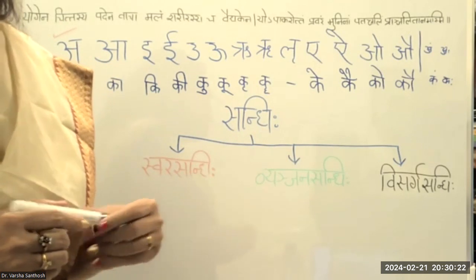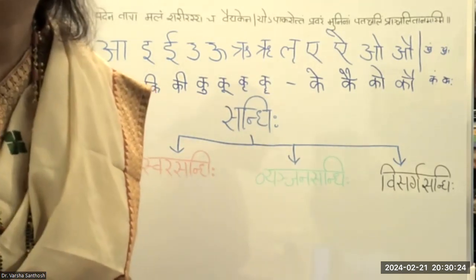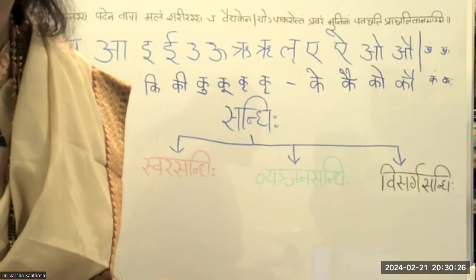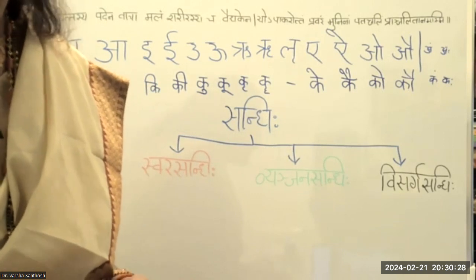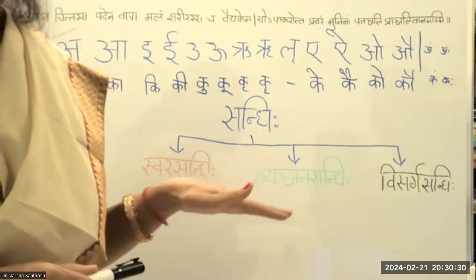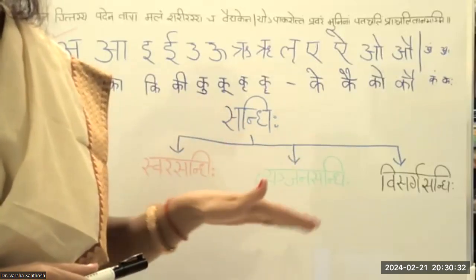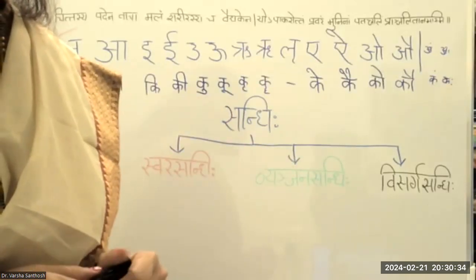Okay. What else is there? Varshaji, in case you can give some examples of swara sandhi, vyanjana sandhi and visarga sandhi. I'm going to give. As we go, we are going to come towards it.